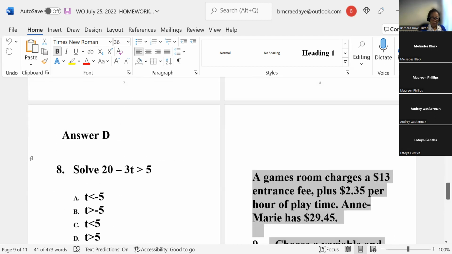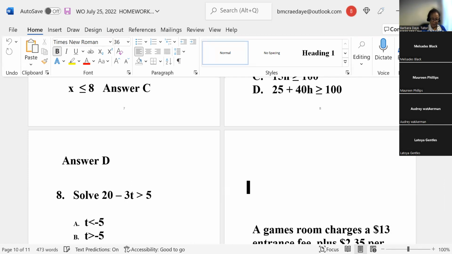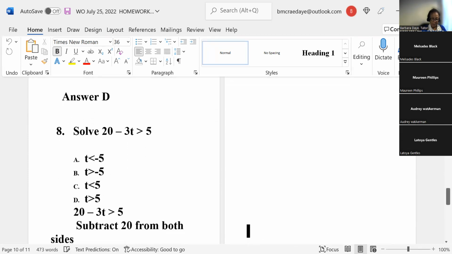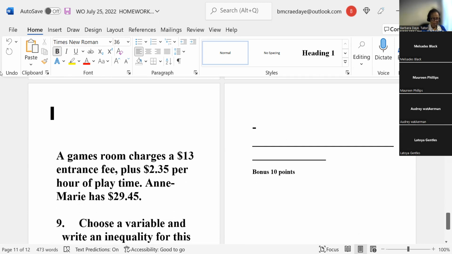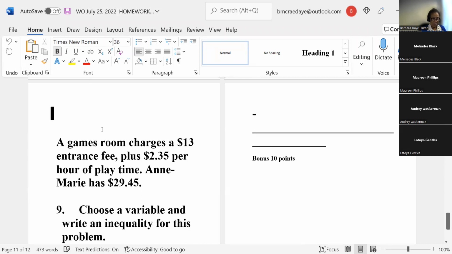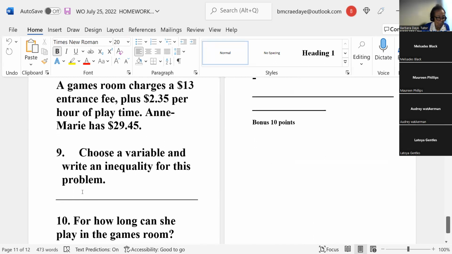Let me, I write my number 9 as $29 and 45 cents less $13 divided by 2.35. I don't know if I did it right. And I get my answer to be 7 hours for the timing. That's 7 hours, that's right. But tell me, what did you write for your inequality? Say it again.